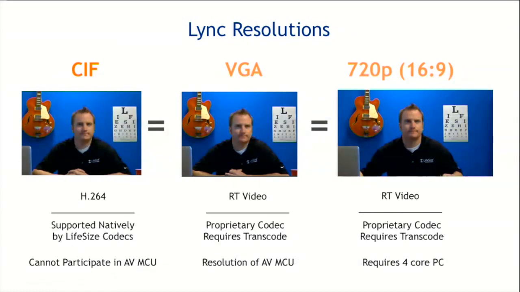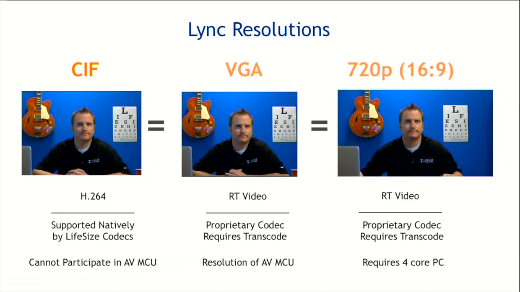CIF, VGA, and 720p. You'll notice the two on the left are kind of 4:3 ratio, whereas the one all the way on the right is 16:9. So out of the box, a couple slides ago, I mentioned that we support Lync natively and it's free. Well, we can do that CIF calling on the left because that is the standard video codec, H.264. In order to accomplish the next two, we have to do this transcoding, and that's the RT video codec. We have a product that will allow you to accomplish that, and I'll tell you about that in a second.